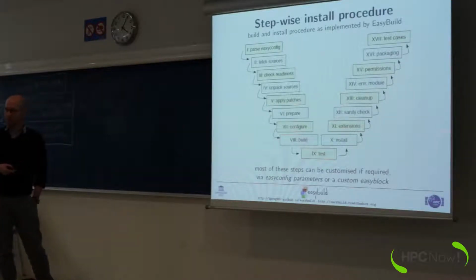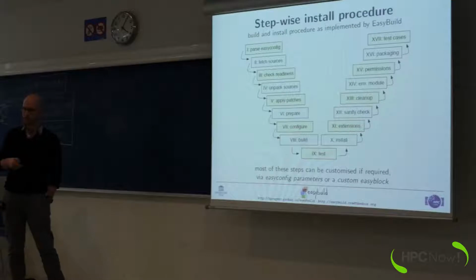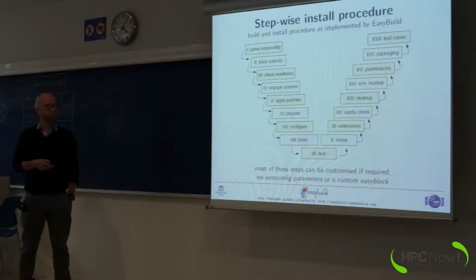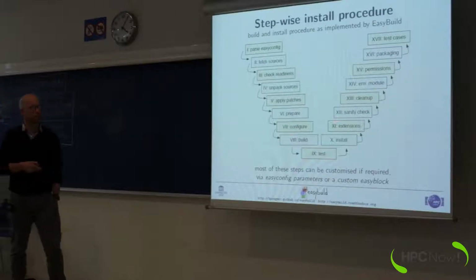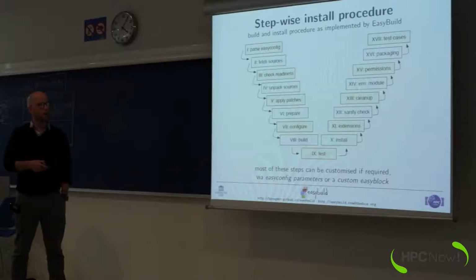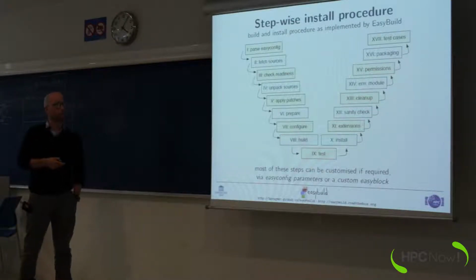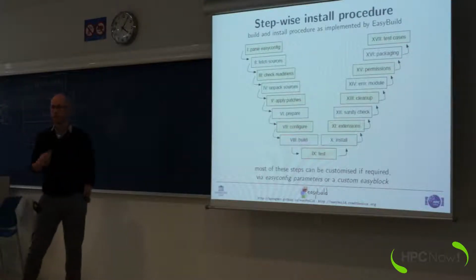Sometimes you might want extensions on top of the software. For example, if you're installing Python, you might want a whole set of Python modules on top of it. These would be considered extensions, and they would be done at this stage. Once that's done, it will do a sanity check. In the easyblock you decide what the sanity check is, but typically it's to see if a certain file or folder exists in the right place. Once that passes, it'll do a cleanup of everything it's done during the build process. Then it will create the module. It will make any changes to the permissions of the installation if that's required. It also does packaging, so if you want to package the installation into an RPM, it can do that for you too. And then at the very end, it'll run any test cases that you've defined.